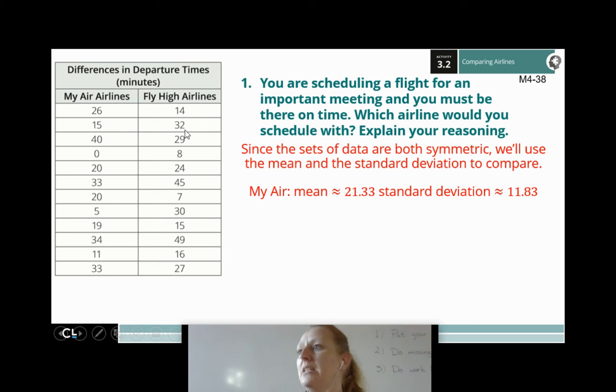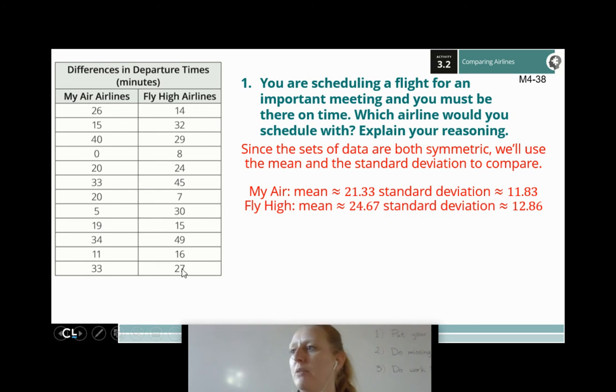11.83. And then I did the same thing for Fly High Airlines. I found the mean and then used it to get my standard deviation. The Fly High mean was 24.67 and the standard deviation was 12.86.